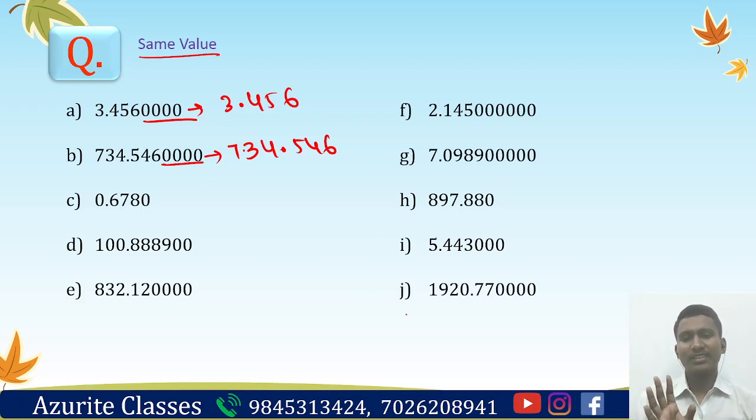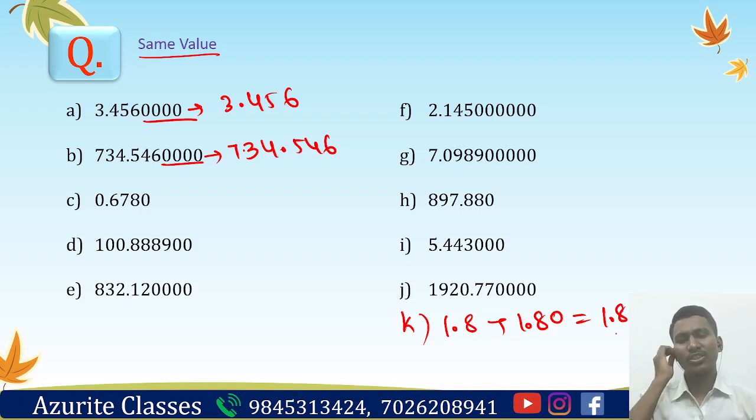If I take the question as 1.8, we can write it as 1.80, or it is the same as 1.800. We can write any number of zeros after the decimal point. So this is how we can write the same value.